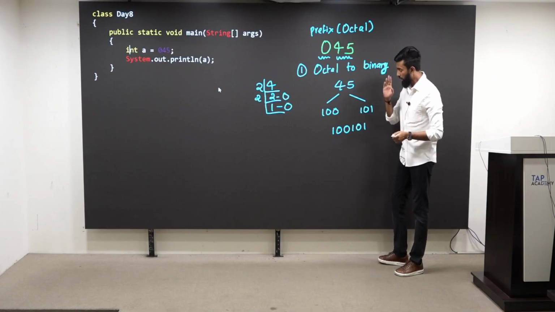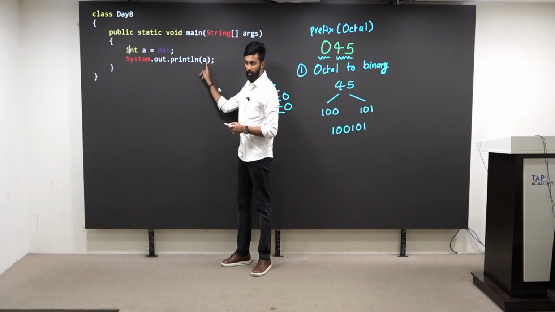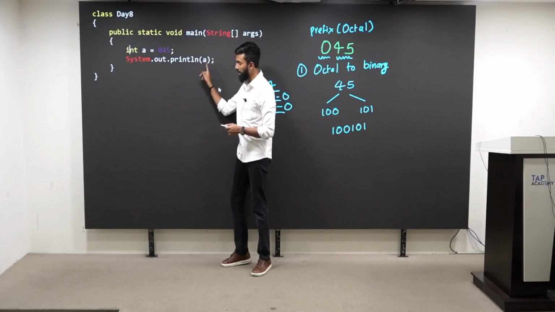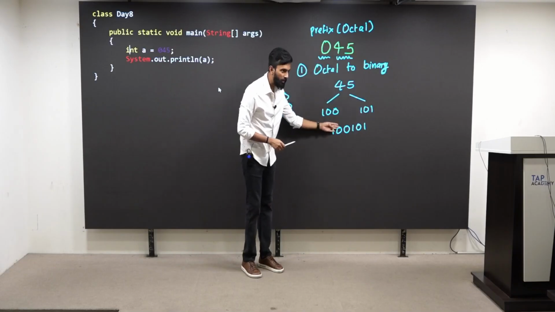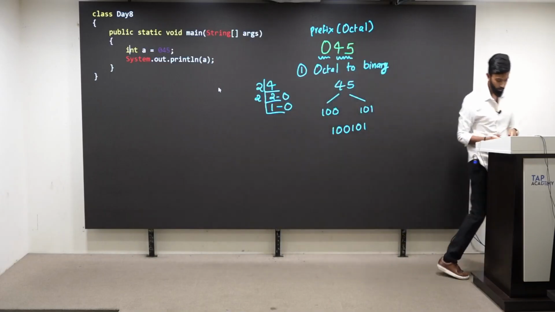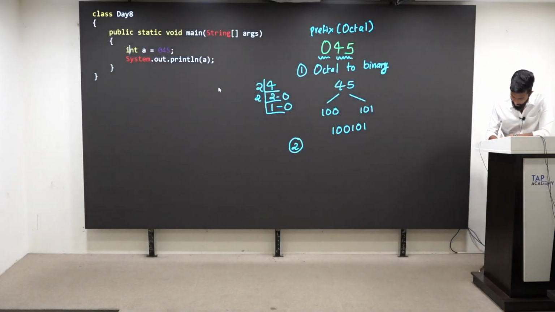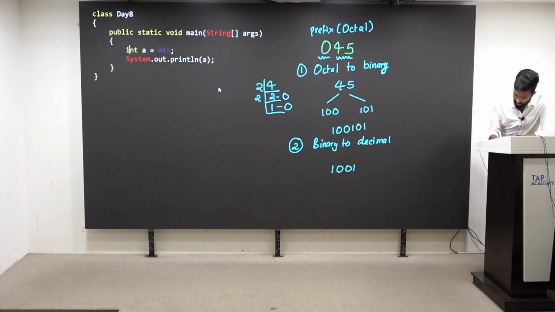Clear till here? But now, a human being is asking to print. When a human being asks it to print, printing can't happen in octal, printing can't happen in binary. What should printing happen in? Decimal. So now Java will do the second step, which is converting binary to decimal for you. Am I clear? How to convert, sir? Easy. Watch it. Take 1, 0, 0, 1, 0, 1.